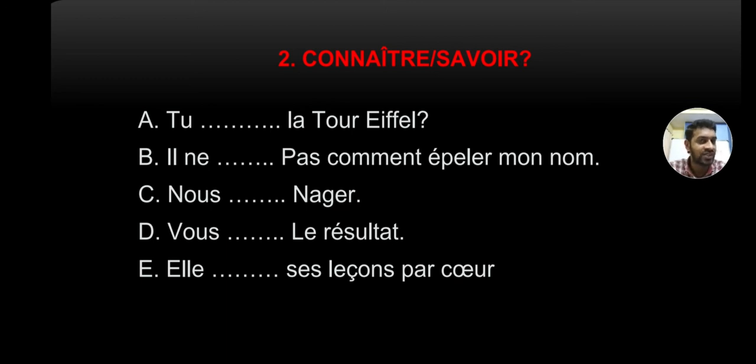The first sentence, for example, tu dash la Tour Eiffel. The Tour Eiffel is a monument, it's considered as a place. So what we'll be using is actually the verb connaître. So tu connais la Tour Eiffel. C-O-N-N-A-I-S.